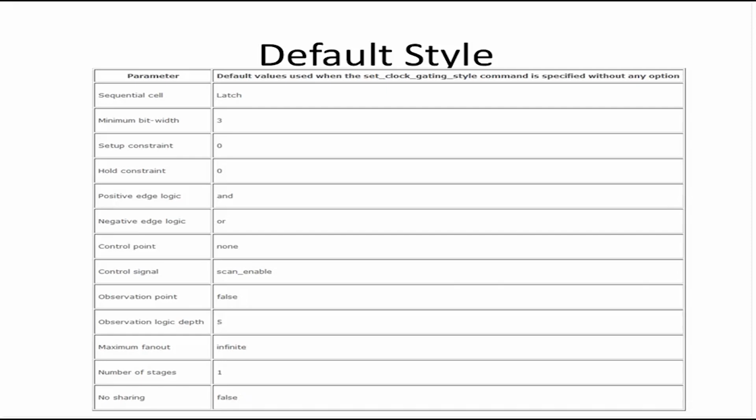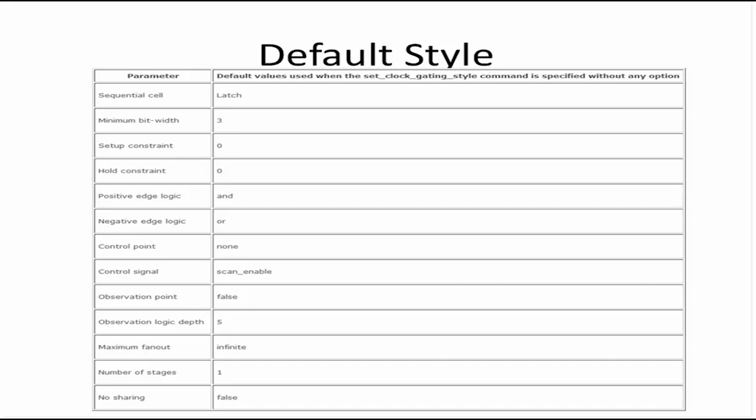Positive edge logic is AND. That means for a positive edge triggered flip flop, it will use an AND type of gating. For negative edge triggered logic, it will use an OR type of gating. You can draw it on paper to see why an AND gate is suitable for positive edge triggered and why an OR gate is suitable for negative edge triggered, right? It's very easy to use.